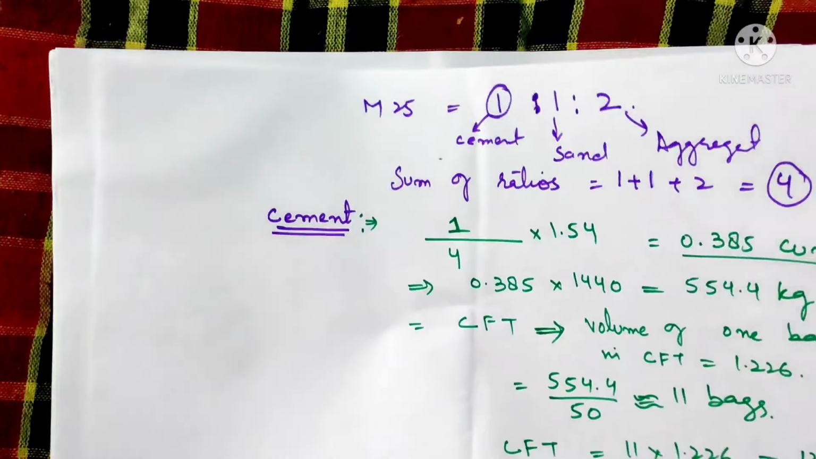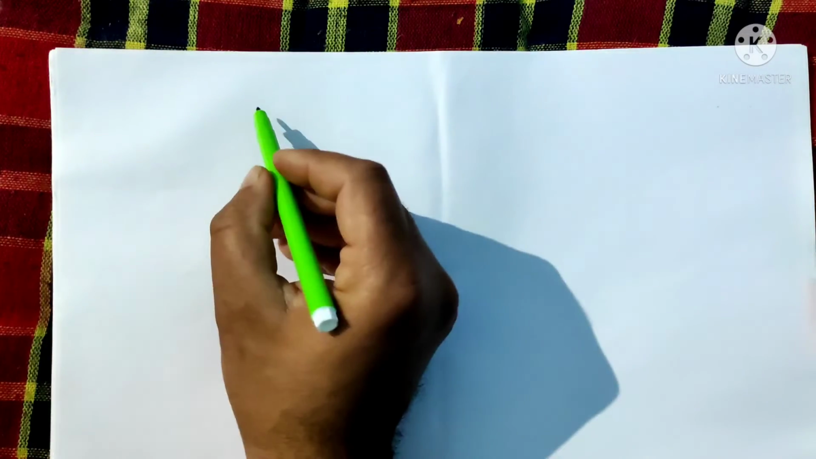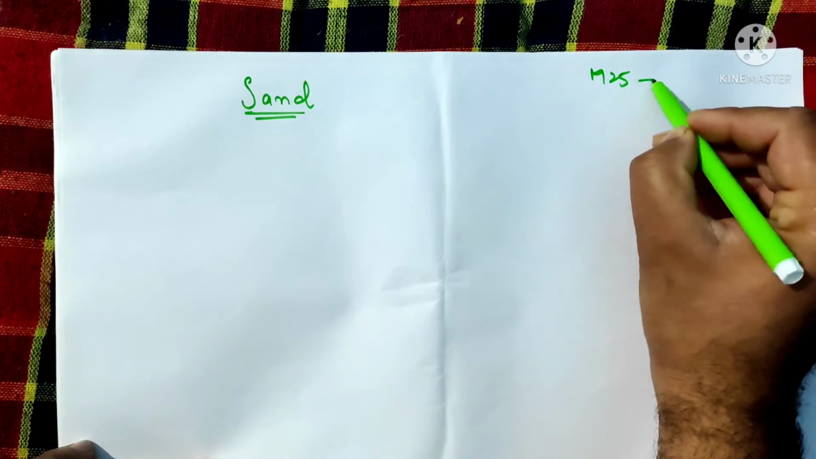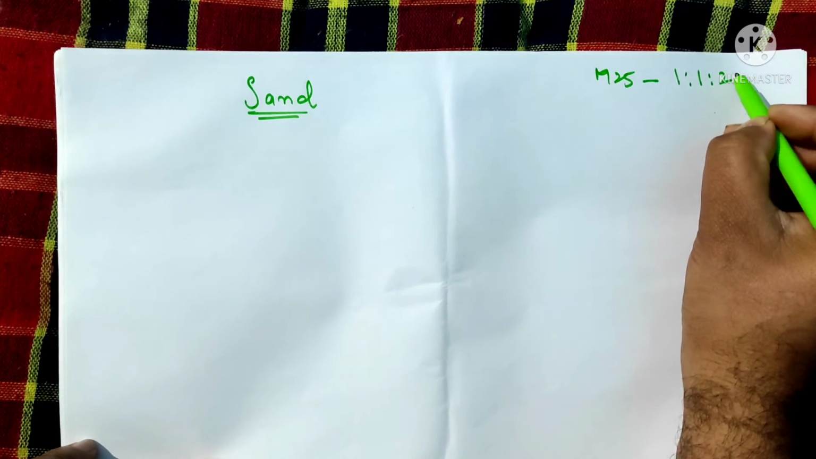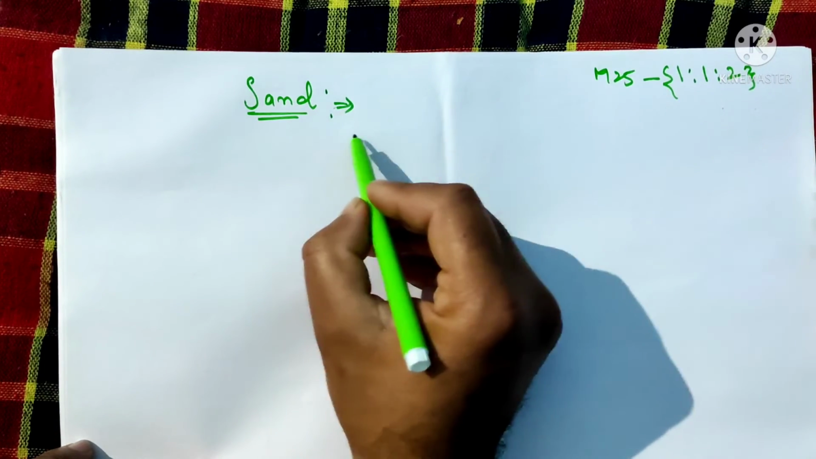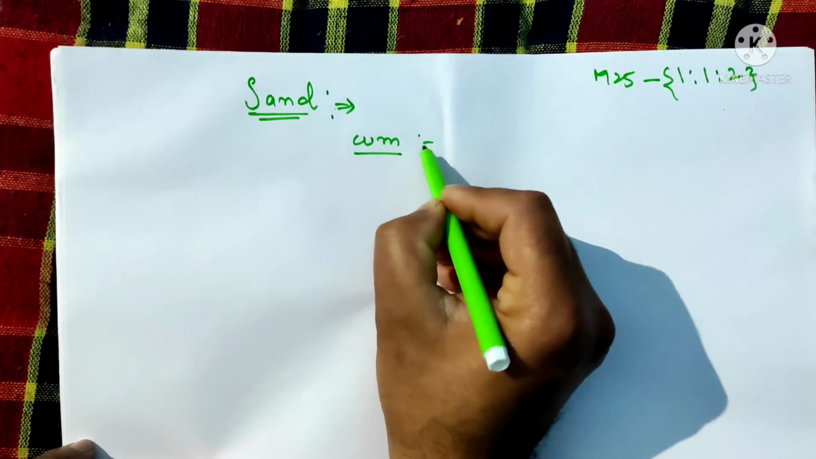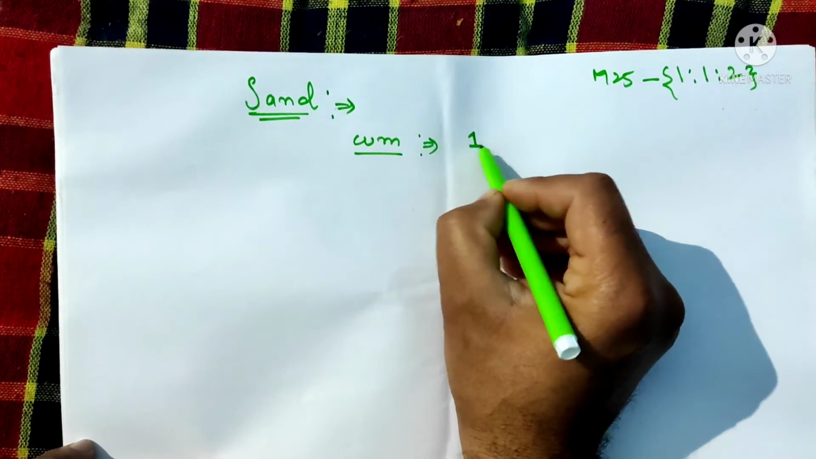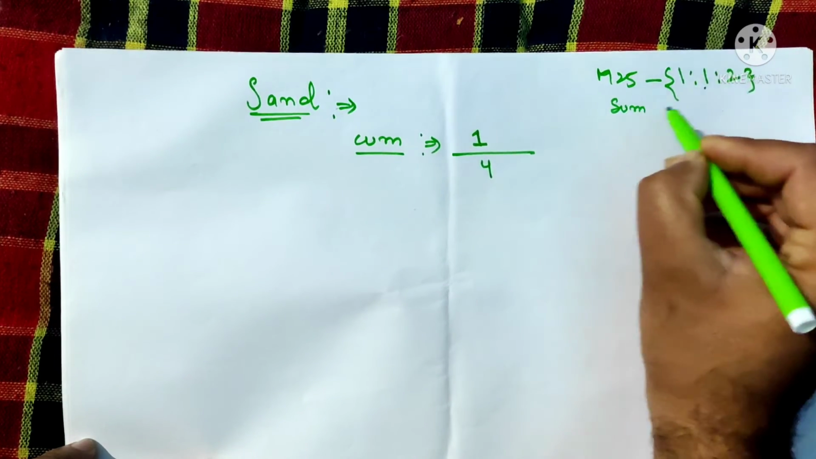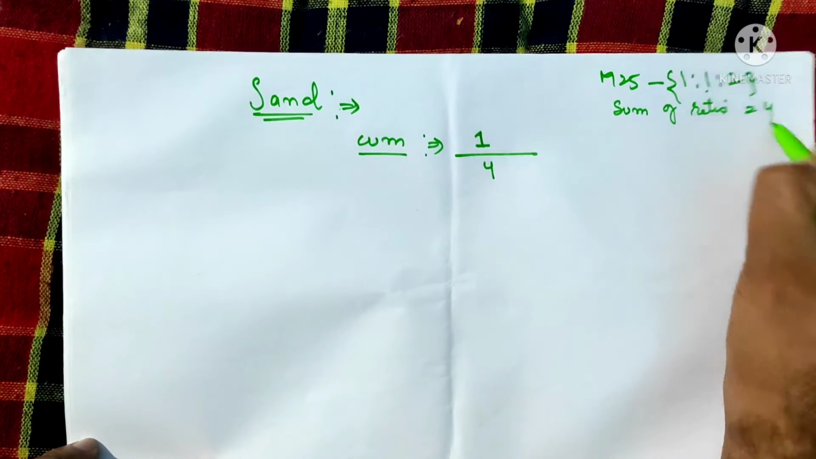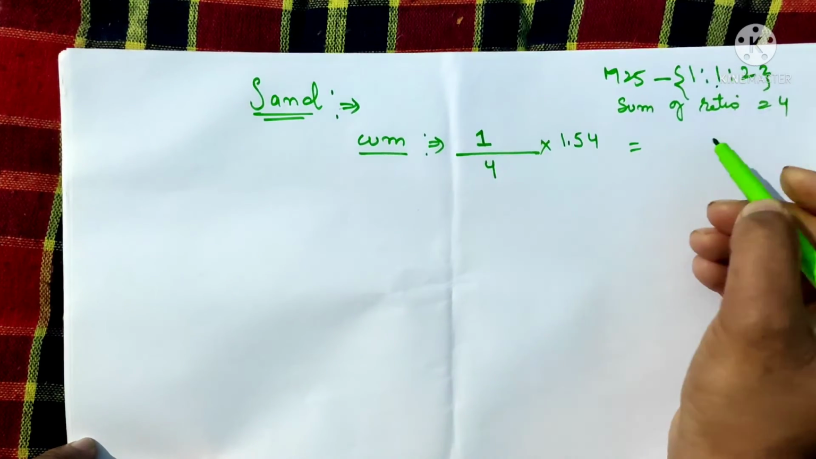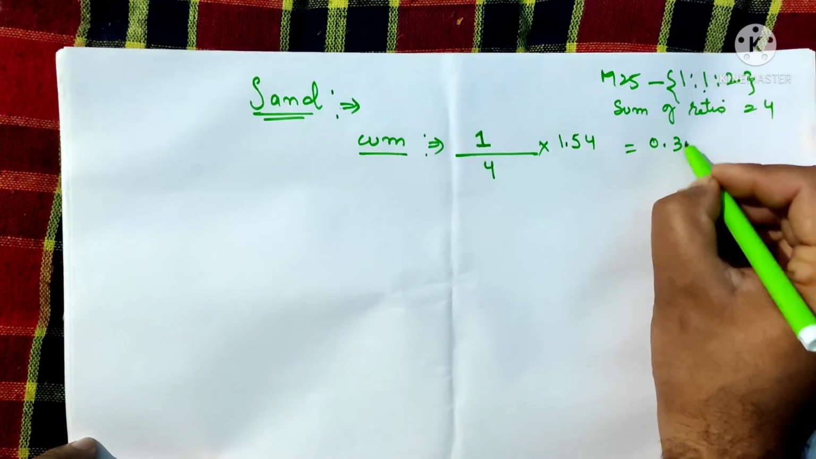Next we have sand. We have M-25, 1:2:2. So here we do the calculation of the quantity of the sand in cubic meter. We just use a ratio of sand divided by sum of ratios, which is equal to 4, into volume in dry condition. It will come out to be the same as cement, 0.385 cubic meter.